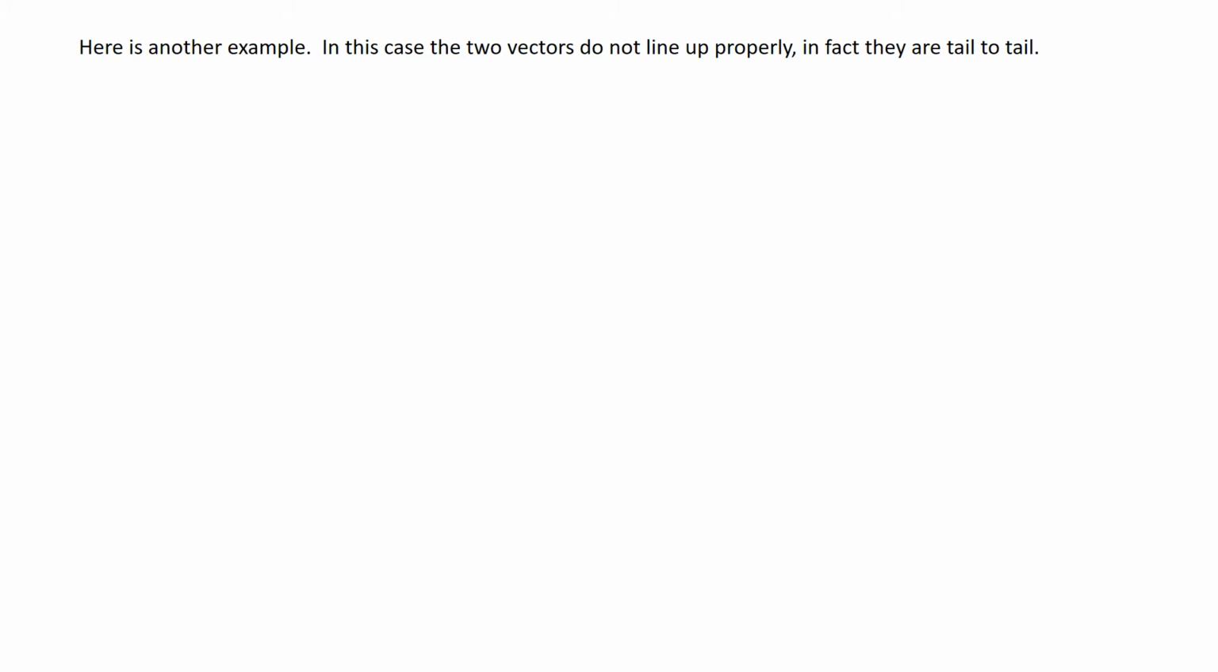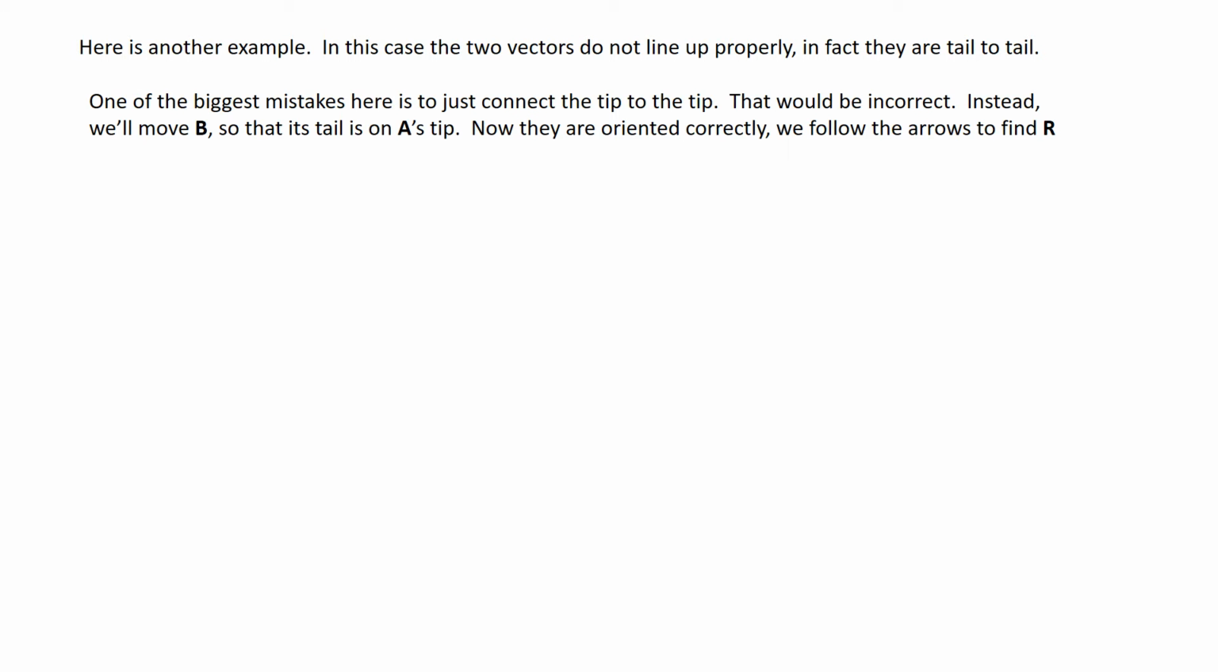Here's another example. In this case, the two vectors will not line up properly. In fact, they are tail to tail. One of the biggest mistakes people make is to just connect the tip to the tip. That's incorrect. That doesn't work right. Instead, you need to move B so its tail is on A's tip. Now they're oriented correctly, and we can follow the arrows to find R.